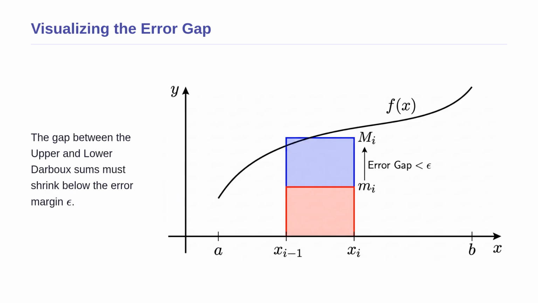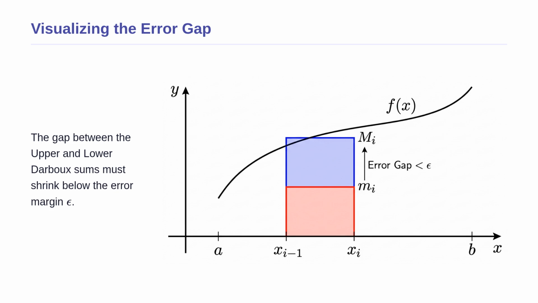Before we move on to concrete examples, let us see this with a visual diagram. Here, you are looking at a curve plotted on an x and y axis between points A and B. Notice the highlighted vertical slice. The taller blue rectangle represents the upper Darboux sum for that specific piece, hitting the highest point of the curve. The shorter red rectangle represents the lower Darboux sum, hitting the lowest point. The crucial part is the space between the top of the red rectangle and the top of the blue rectangle. This visual difference is the error gap.